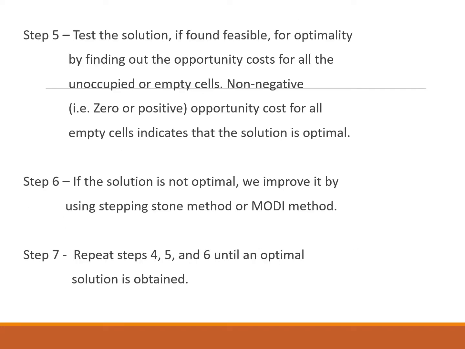Step 5. Test the solution, if found feasible, for optimality by finding out the opportunity cost for all the unoccupied or empty cells. Non-negativity, that is zero or positive opportunity cost for all the empty cells, indicates that the solution is optimum. Step 6. If the solution is not optimal, we improve it by using the stepping stone method or MODI method. Step 7. Repeat steps 4, 5, 6 until an optimal solution is obtained.